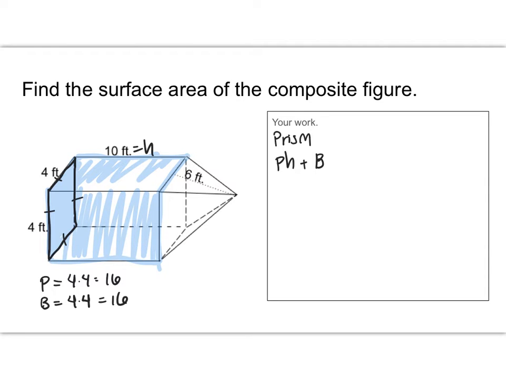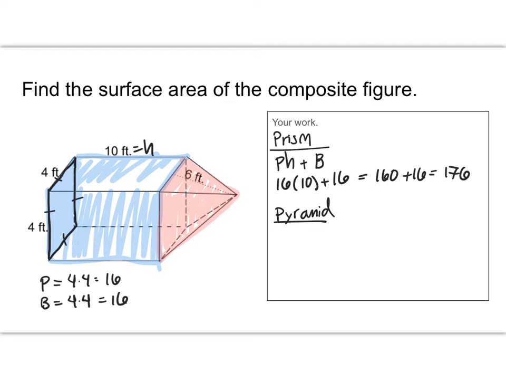Okay, so then pH plus B is going to be 16 times a height of 10 plus the area of my base, which is also 16. So that's 160 plus 16, or 176. That's the prism. Let's talk about the pyramid now. So I don't want the base of my pyramid. As mentioned before, that's going to be in the interior of this solid. It's going to be inside.